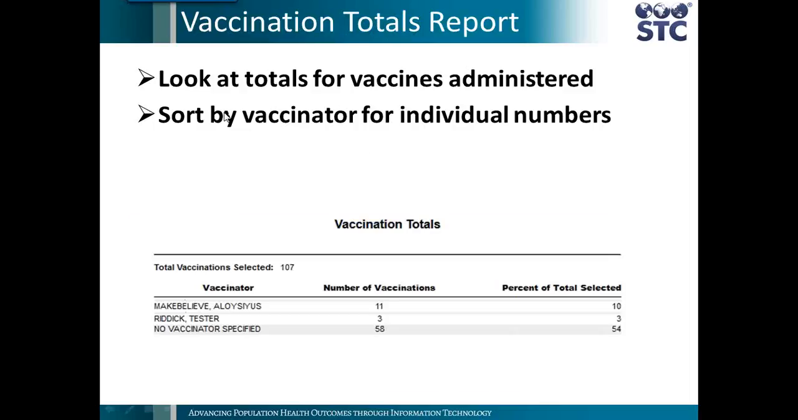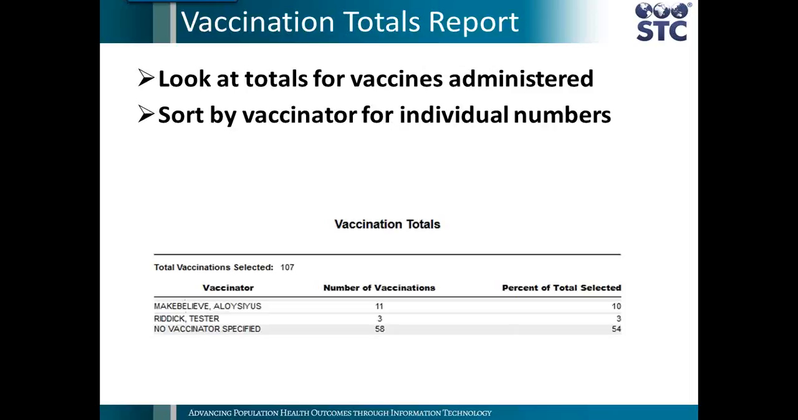And then the vaccination totals report. This is the last one. So you can just run this, and it will show you the vaccinators. It lists out all of the vaccinators, the number of vaccines that they've given, and the percent of total selected. So sometimes vaccinators like to see individually how many vaccines they've given.